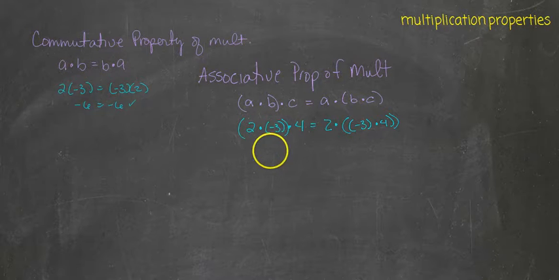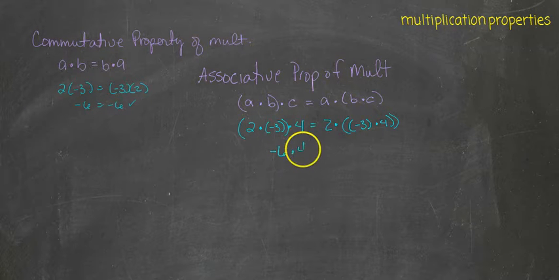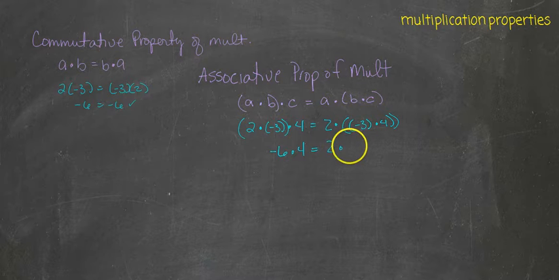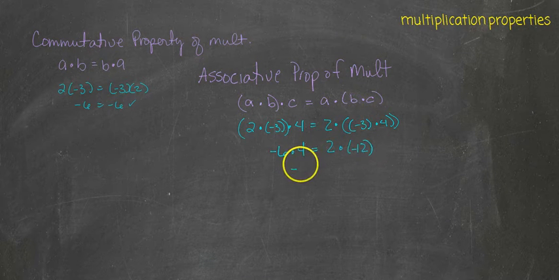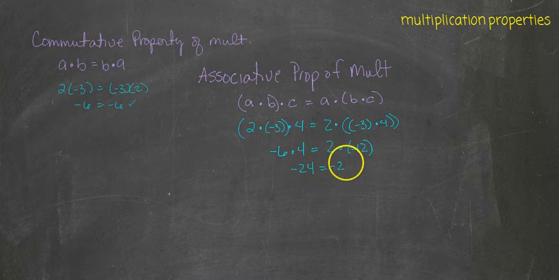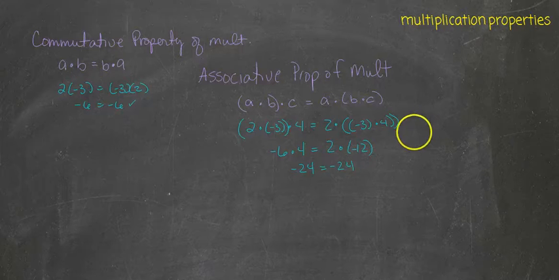2 times negative 3 is negative 6 times 4. Does that equal 2 times, well, negative 3 times 4 is negative 12. Negative 6 times 4 is negative 24. And 2 times negative 12 is negative 24. So the path may be different that you get there by, but you're going to end up in exactly the same place. The identity property for multiplication works too.